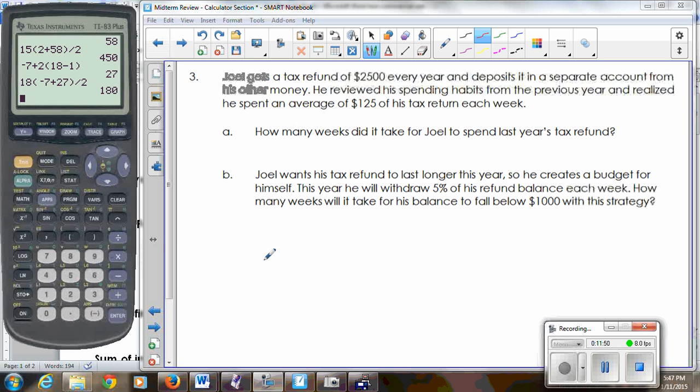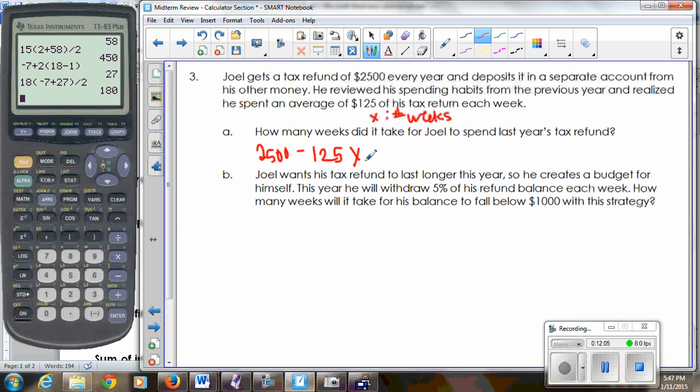So if I think about what he started with, I know he started with $2,500, and I know he spent $125 each week. So if I let x represent the number of weeks, and if I want to figure out how long it took him to spend everything, then I'm going to set this equal to 0, because that would mean that he has nothing left.